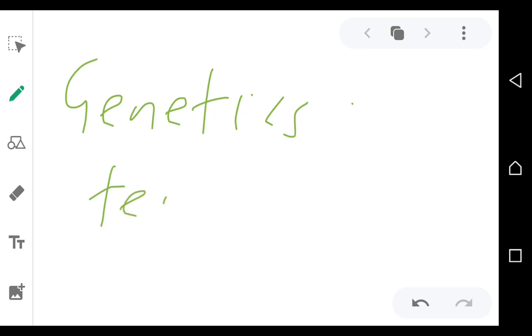Okay, in genetics, there are certain terms that you need to know. The common terms that you use in genetics include, the first one is gene.